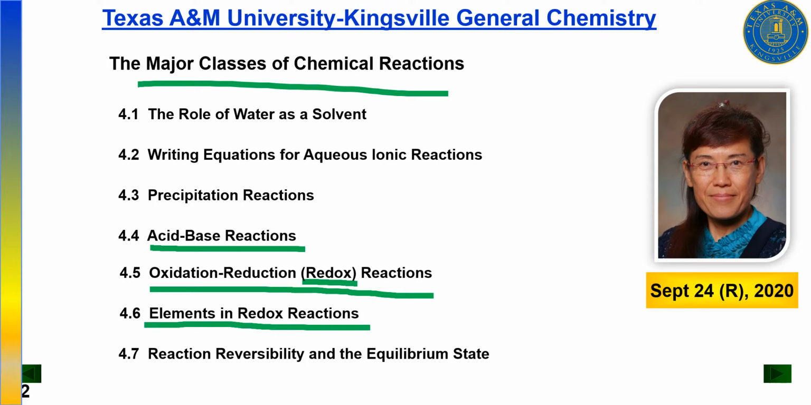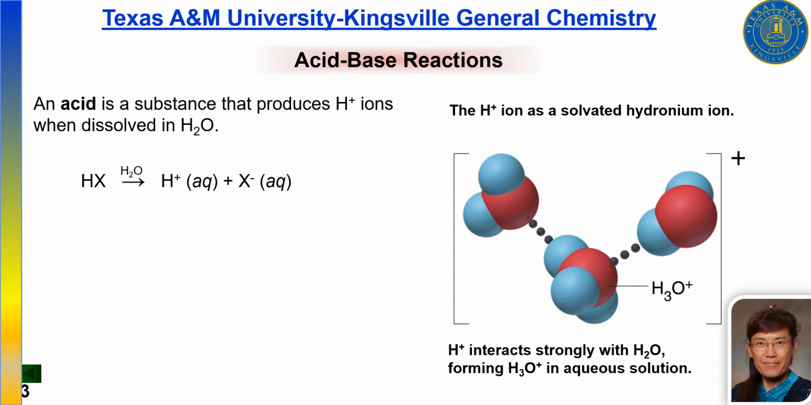Which element is more active, which one is not. Actually, we already know in your periodic table, your group 1 elements, they are more active. Your lithium is also very active. It's the most reactive metal. And then we are going to touch base on the reversibility and the equilibrium states. Again, today's focus will be mainly on acid-base reaction and oxidation reduction reaction.